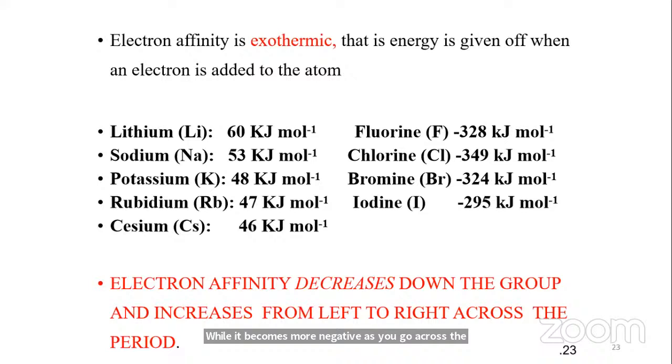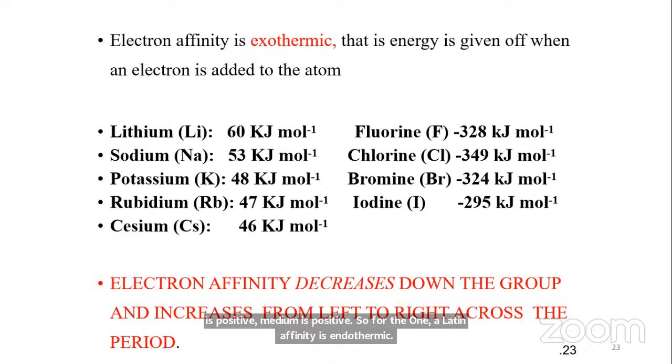Now, generally, I said it is exothermic because energy is given off. But for the metals, the addition of an electron to the valence shell is not a favored process, because all you are doing is making it, in quotes, more unstable. So for the metals, electron affinity is endothermic. In this case, in the lithium family, lithium is positive, sodium is positive, potassium is positive, rubidium is positive. So for the metals, especially group 1, electron affinity is endothermic, and that is because it is not a favored process.